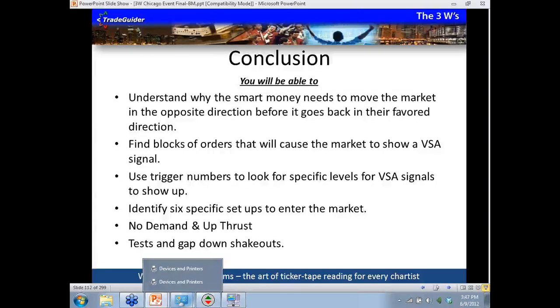So we can find these boxes of orders that will cause the market to show a specific BSA principle, imbalance of supply and demand. So use these trigger numbers to look for specific levels to show up and identify. I just showed you 6 specific steps to enter the market: no demands, upthrust, tests, gaps and shakeouts. I showed you a few dynamics of that.